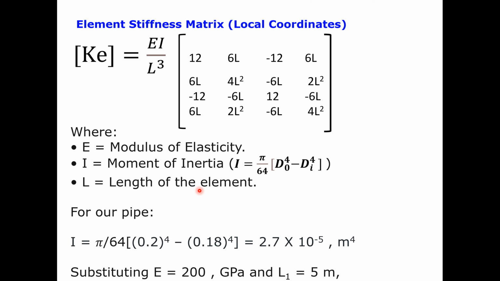The L is the length of the element. In our case, there are two elements and each element is having a length of 5 meters. For our pipe, I is equal to pi by 64, 0.2 raised to power 4 minus 0.18 raised to power 4, which is equal to 2.7 into 10 to the power minus 5 meter raised to power 4.